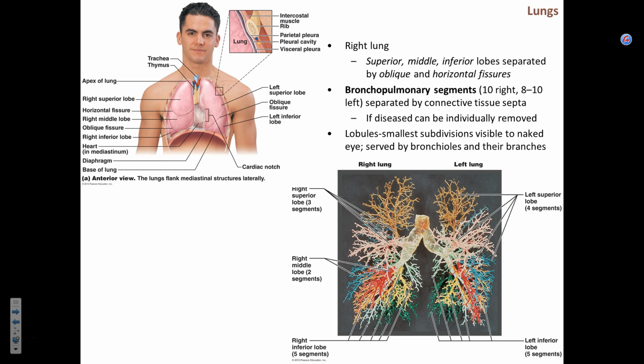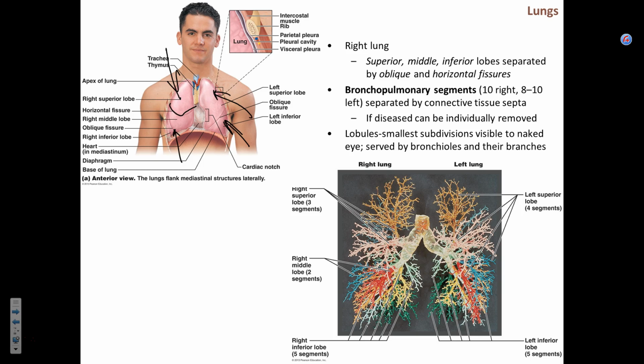So as I said, right lung, 3 lobes. You have to know there are 3 lobes, and you have to know the fissures that separate them. So superior and middle lobes are separated by the horizontal fissure. Inferior and middle are separated by the oblique fissure. In the left lung, only 2 lobes, and they're separated by the oblique fissure. So know the lobes, know the fissures.